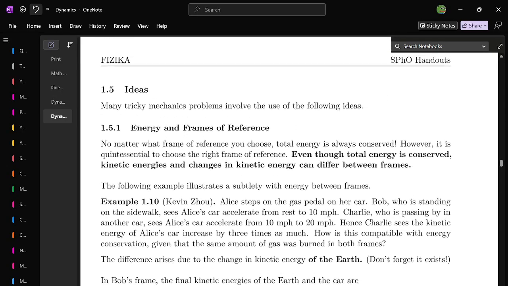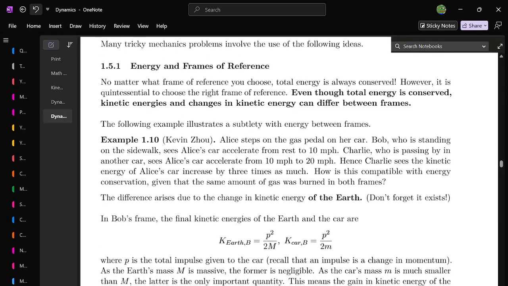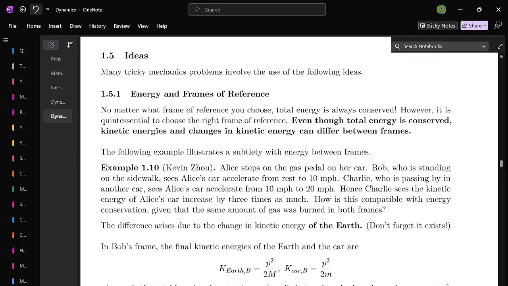Okay, so we'll just quickly move on to the ideas. We have four ideas here. The first one is on energy and frames of reference. This is a bit subtle and might not be as relevant, but it might be useful to know. Basically, the idea is that no matter what frame of reference you choose, total energy must always be conserved if it is conserved in one frame. But when you choose your frame of reference, you also have to be smart about it. You wouldn't want to choose any random frame of reference that makes it very difficult for you to carry out calculations.